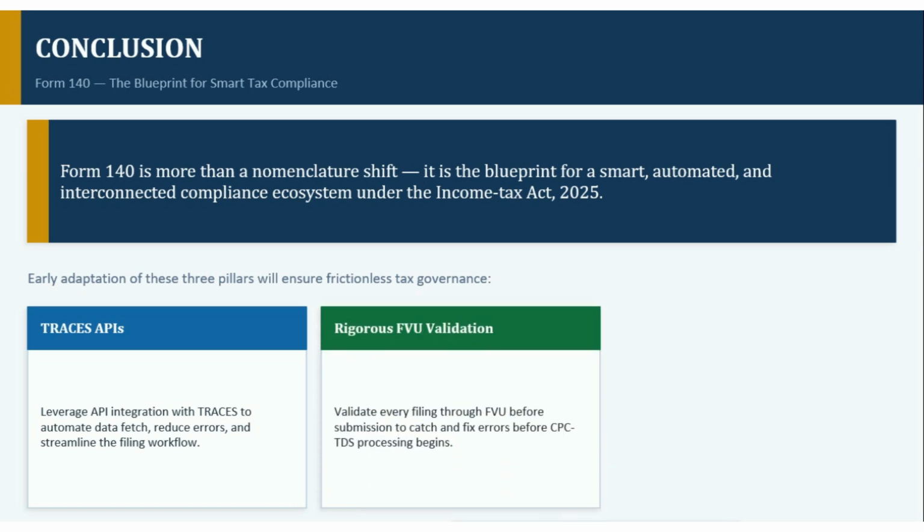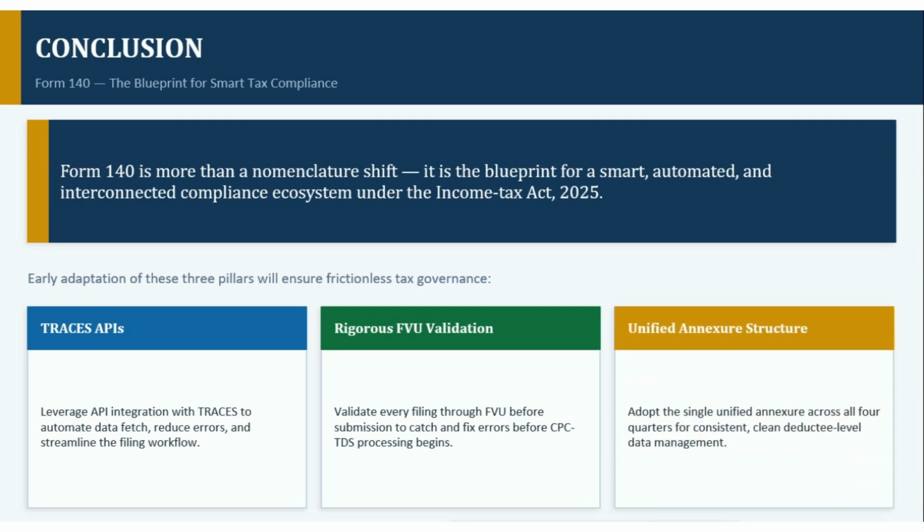The second pillar is rigorous FVU validation. Every filing should be validated before submission to identify and correct errors prior to CPC TDS processing. And the third pillar is the unified annexure structure. Using a single standardized annexure format across all 4 quarters ensures cleaner data management and consistent Deductee level reporting. Together, these pillars create the foundation for faster processing, improved accuracy, and future-ready tax compliance.